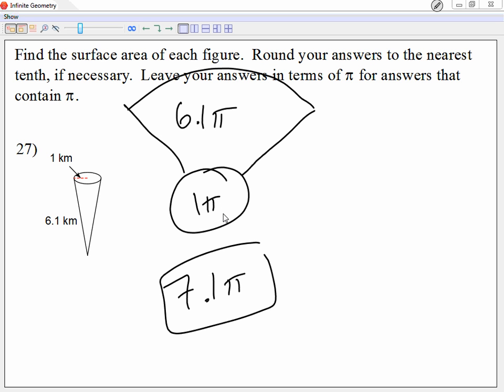Remember, the circle is radius squared. For this other side, it's radius times the lateral height. People call it slanted height sometimes.